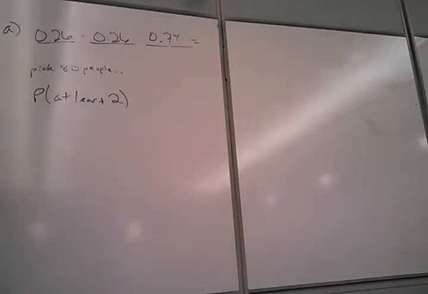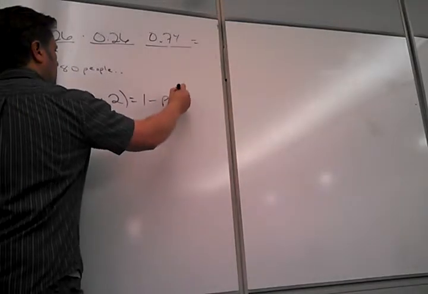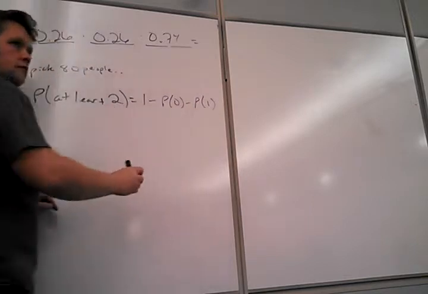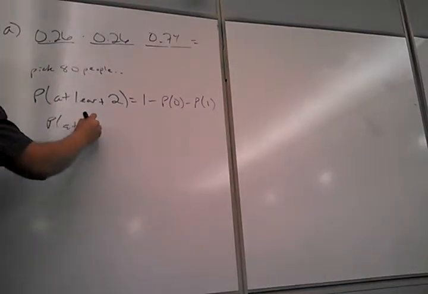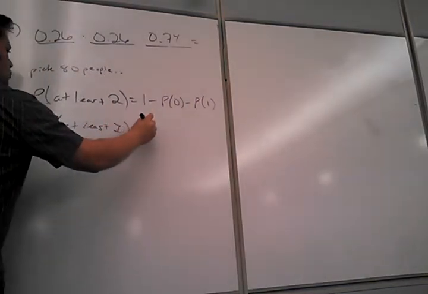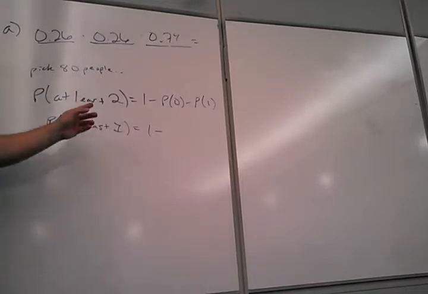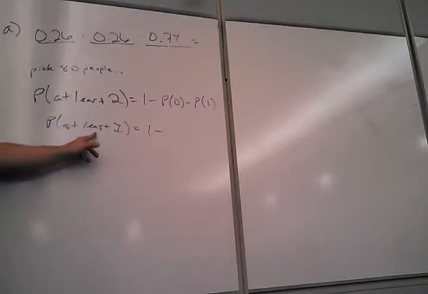Part B is the same way. Just want all three of them to not like it. So dislike, dislike, dislike. And then part C is a question you know I'm going to have. What's the probability that at least one likes it? It would be 1 minus the probability that none of them like it. And none of them like it is a question I asked you on part B. So you just have to do 1 minus whatever you got in part B. Somewhere on that quiz, that's going to happen.